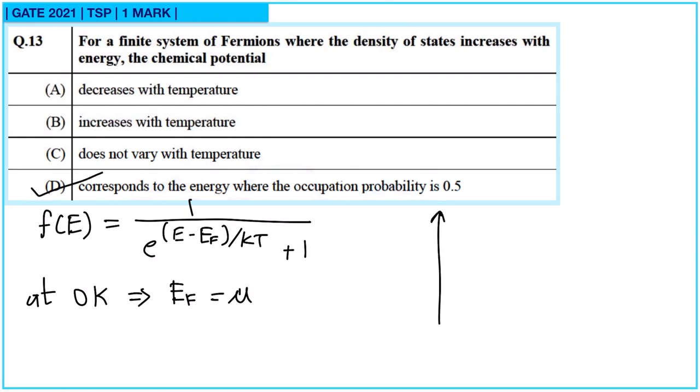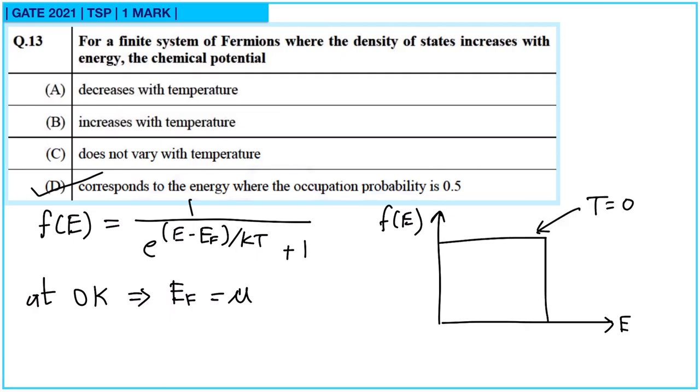This function looks like this: Fermi function versus energy. It will look like this when temperature is equal to 0 Kelvin, and this is 1, and this point corresponds to 0.5, so that is half of it. And as the temperature increases, the graph looks like this. This is for temperature greater than 0 Kelvin. And as we increase temperature, this point never shifts.